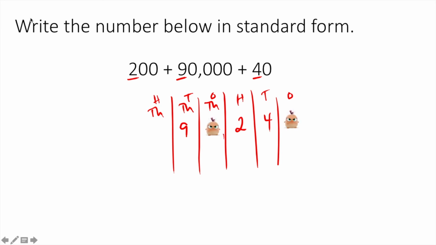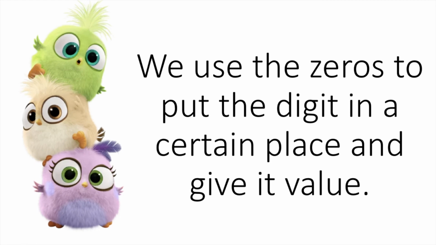You can think of it as 2 adorable round Angry Bird babies holding open those spots so that the other numbers can be there. We use the zeros to put the digit in a certain place and give it its value. And that's what makes 20 different from 2, right?